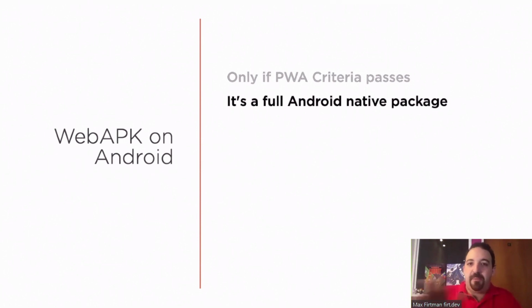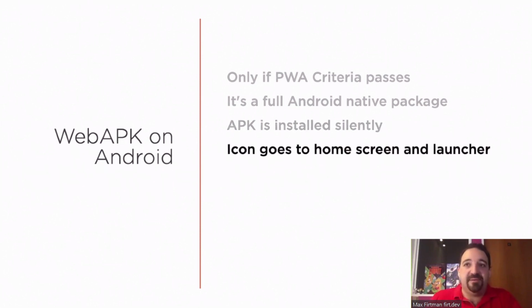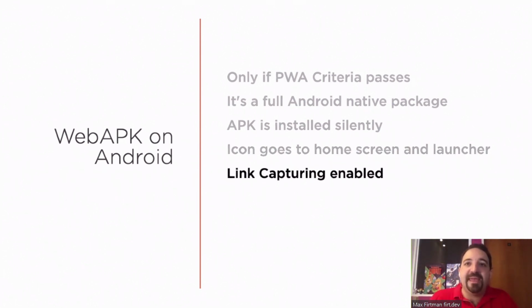So if you are passing the criteria, then WebAPK is enabled. And if that happens, now it's a full Android native package. An APK is installed silently, signed by the Play Store. Even if you don't have any agreement with the Play Store, this is going to be signed by the Play Store. Then the icon will go to the home screen, and the launcher will contain no badge. It will be badgeless. And also link capturing will be enabled. That means that links pointing to your PWA's scope will actually be opened in the PWA itself.